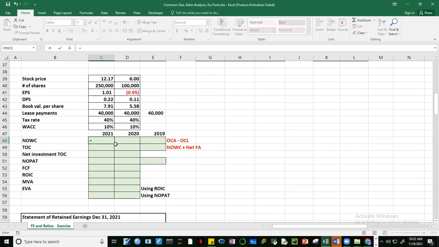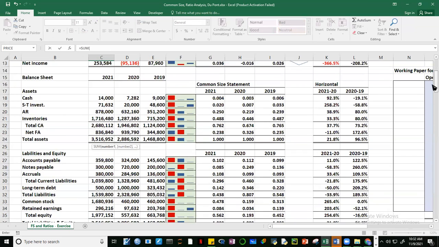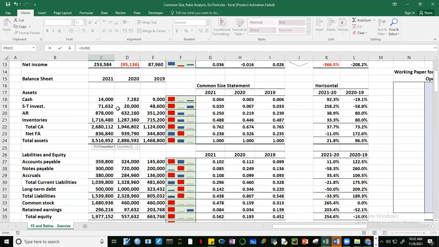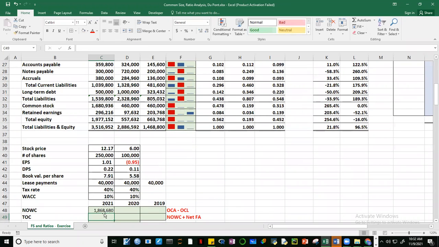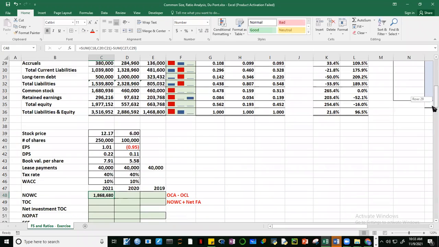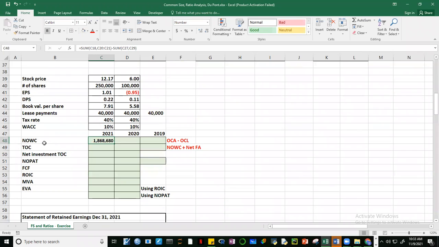Let's take a look at the balance sheet. What are our operating current assets, guys? It's cash, and we don't include short-term investments. We just include receivables and inventories. So that's our operating current assets. And then we subtract our operating current liabilities. In the liabilities section, we have accounts payable, and we don't include notes payable because it's interest-bearing. We only include accruals and accounts payable. So that's our formula. Enter. That's our operating current assets minus operating current liabilities, or NOWC, net operating working capital for 2021.